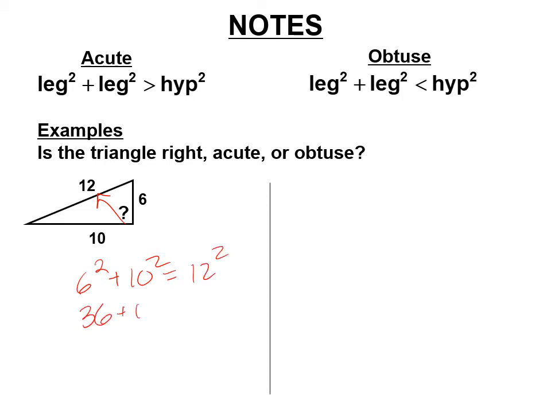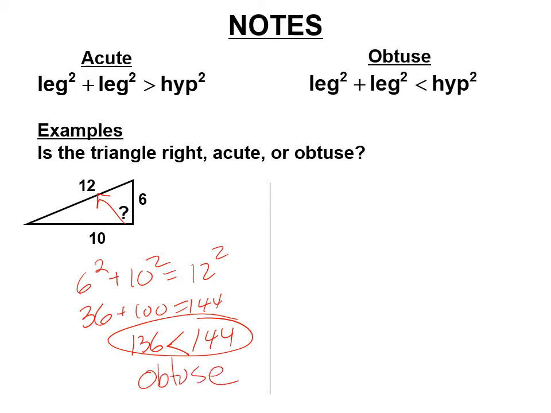36 plus 100 equals 144. I'm getting 136 equals 144. Well, that's not true. 136 is less than. And now you have to write it like this, but if you get the less than there, if the leg side is less than the hypotenuse side, that is obtuse. Okay, so what does that mean?